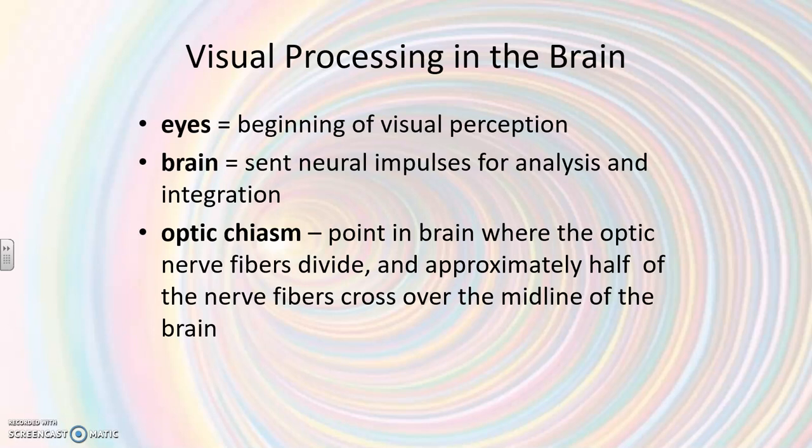Visual processing in the brain. Our eyes start it. It goes to the brain, which sends the neural impulses and analyzes everything. And then the optic chiasm is a point in the brain where the optic nerve fibers divide, and approximately half of the nerve fibers cross over the midline.